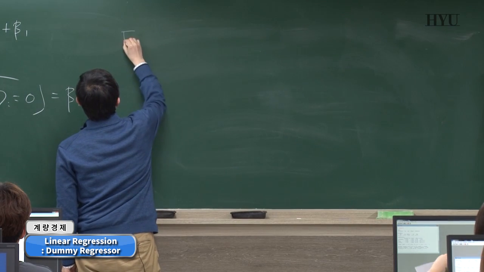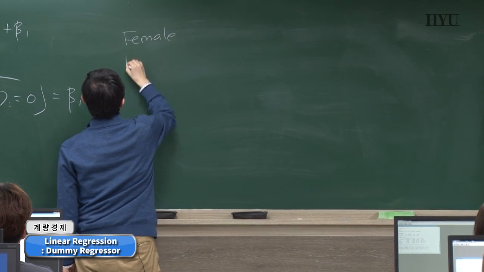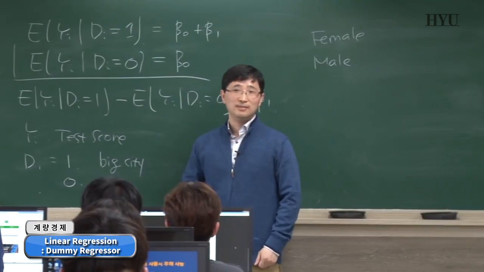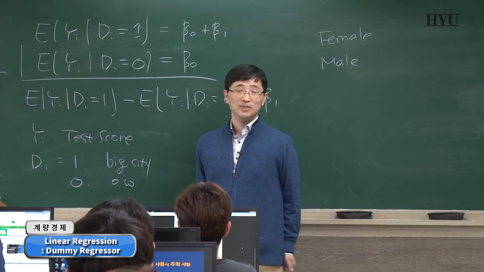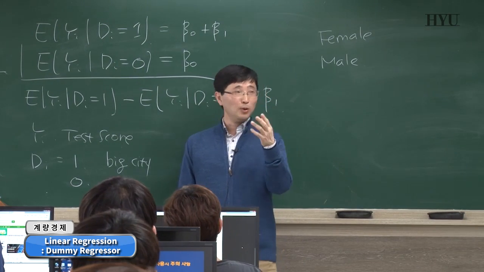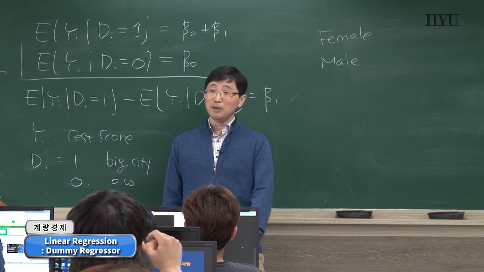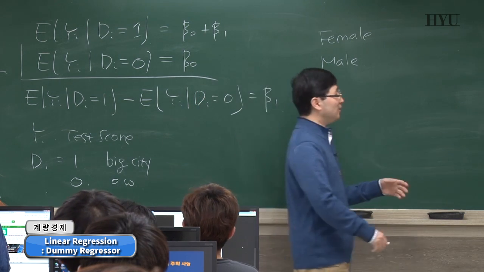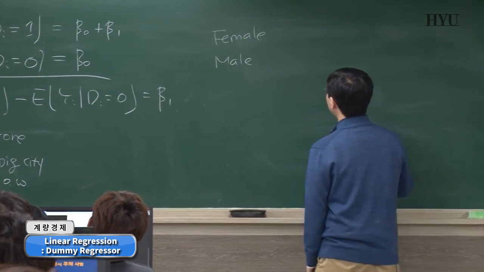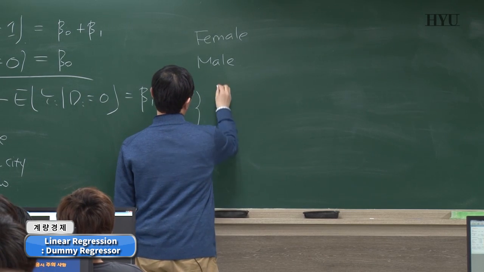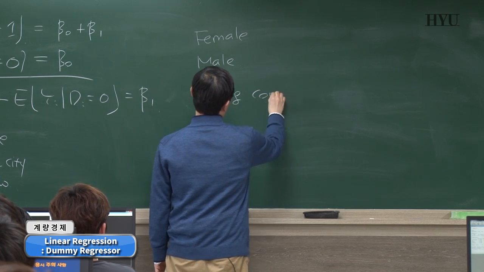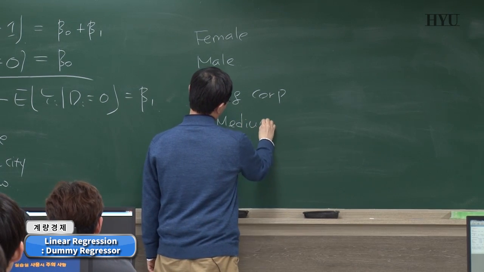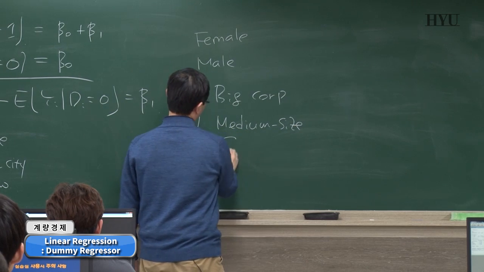Now think about this. When you have two groups like male and female, how many dummy variables do you need? You just need one variable, right? That variable gets 1 or 0 depending on the group. Suppose you have three groups. How many variables are you going to need? Suppose that you're comparing the ROA of different companies and you have three categories: big corporations, medium size, and small.